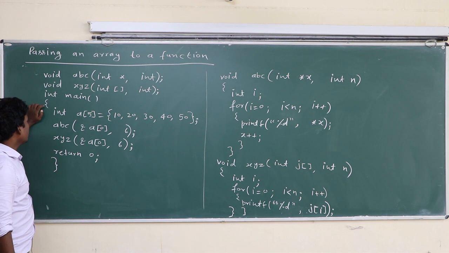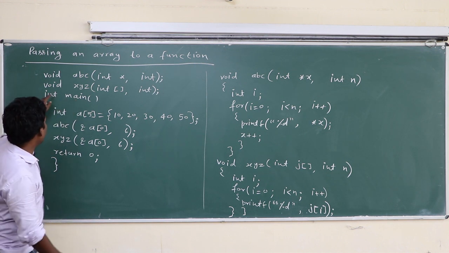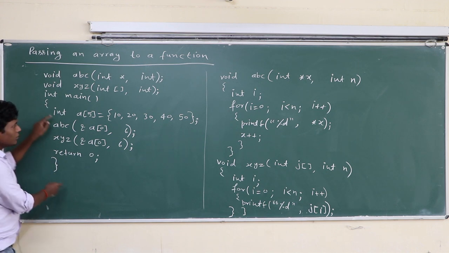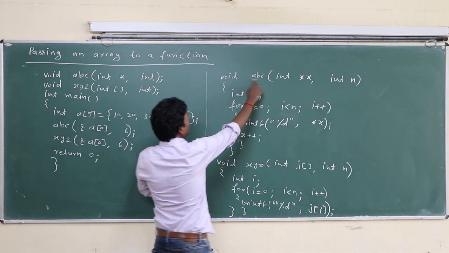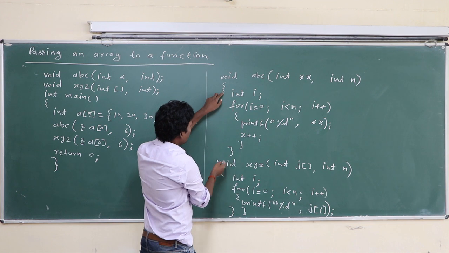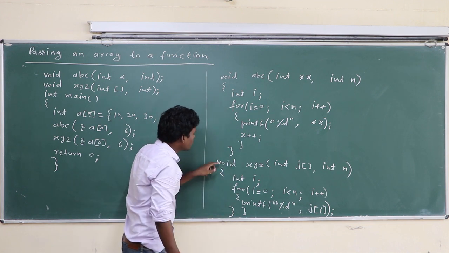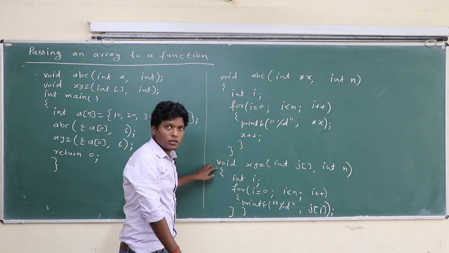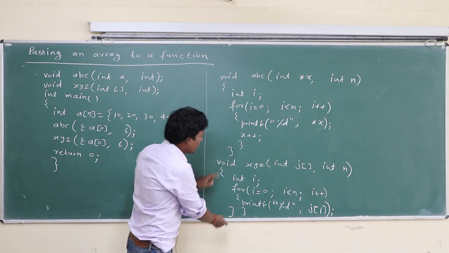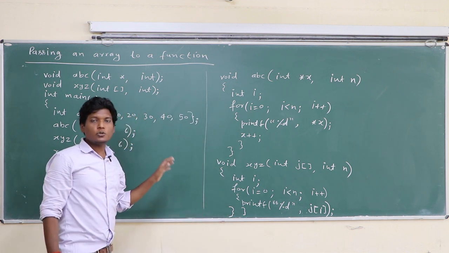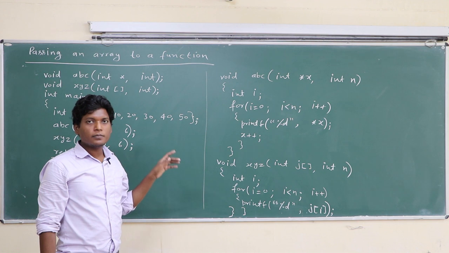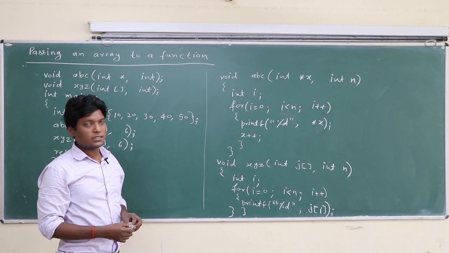Class, there are three functions here. One is main, which is defined from here to here. Second function is ABC, which is defined from here to here. And third function is XYZ, which is defined from here to here. There are three user defined functions: main, ABC and XYZ.